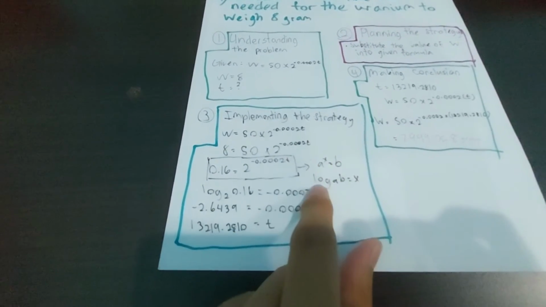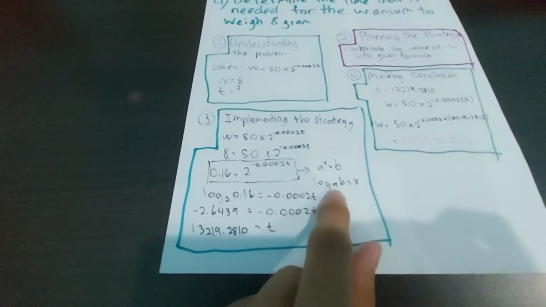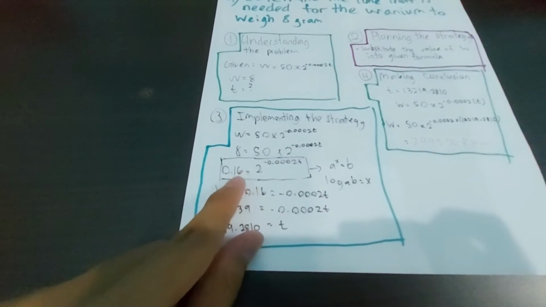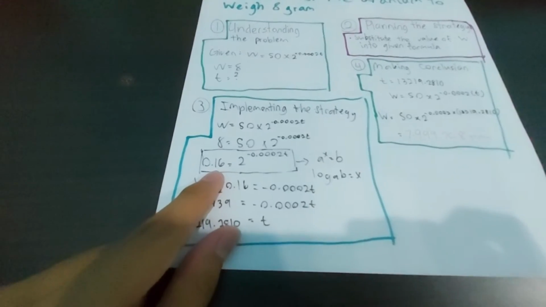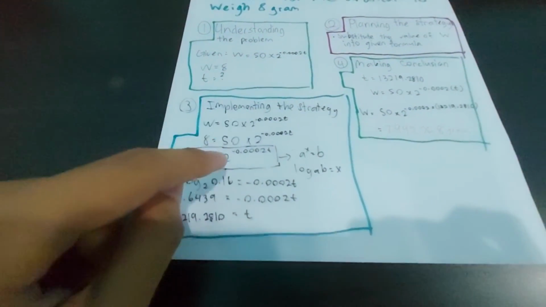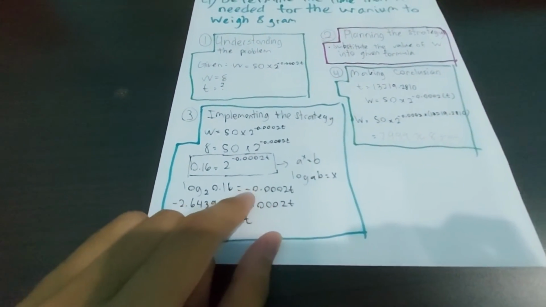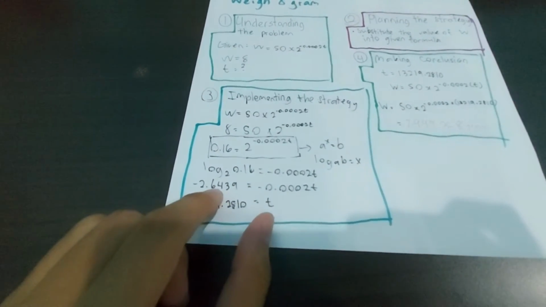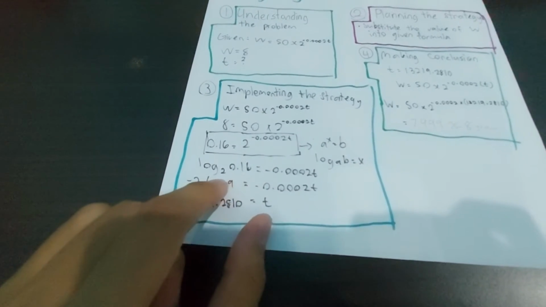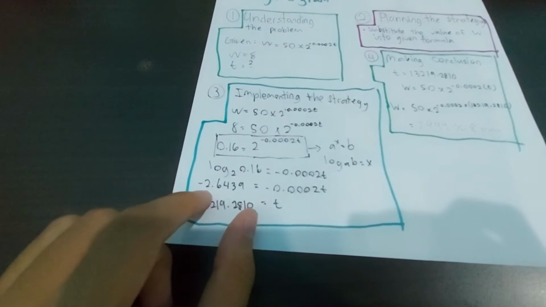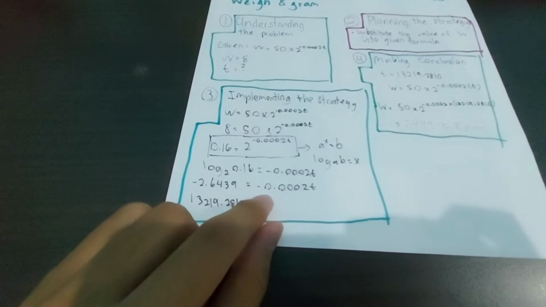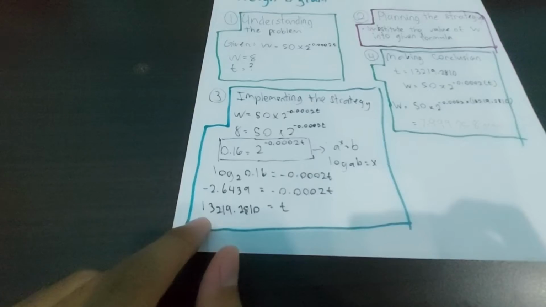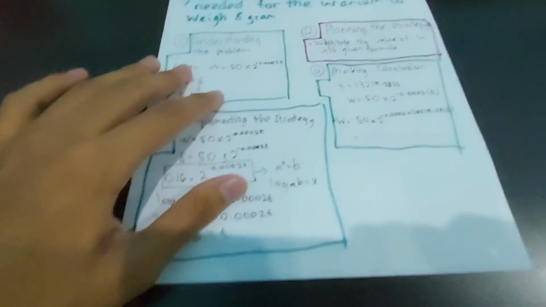Then we can change it to the form log base a of b equal to x. So we put log base 2, which is the base, of 0.16, and that equals the power itself. Calculate this with your calculator, and we get negative 2.6439 equal to negative 0.002 T. Simply divide, and you get T equal to 13,290.2810.